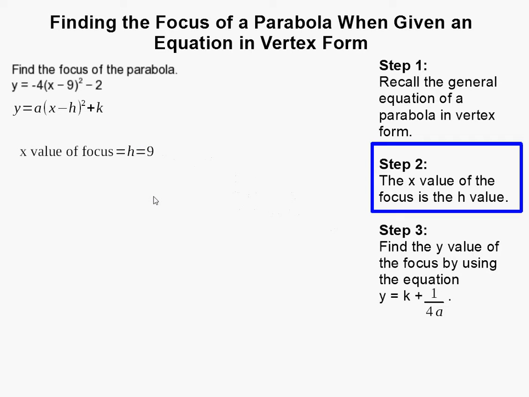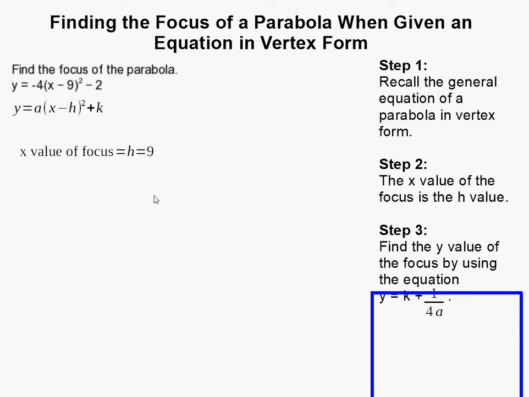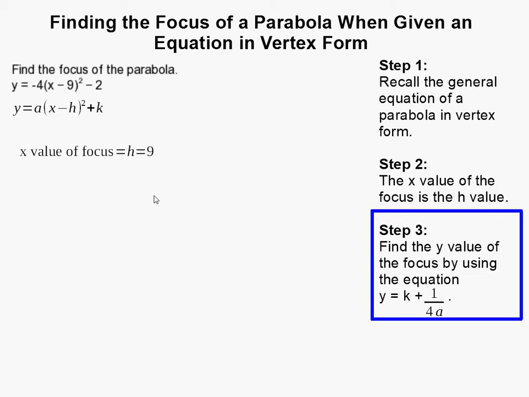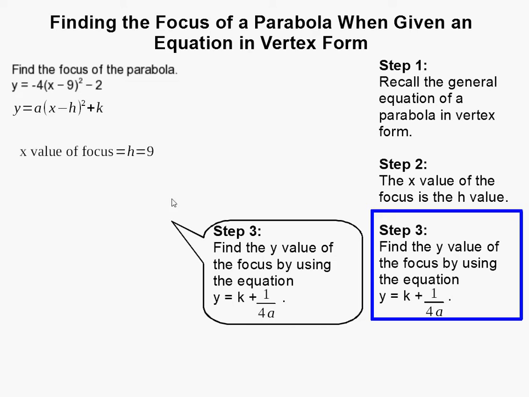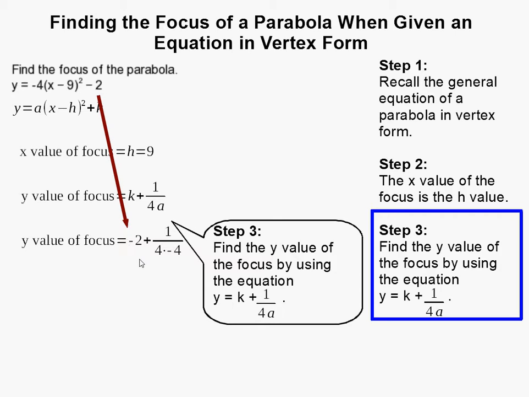Okay, so now we have to find the y value of the focus. Not the vertex, but the focus. So we use this equation, y equals k plus 1 over 4a, and we simply substitute. So I got negative 2 is k, and then negative 4 is a.